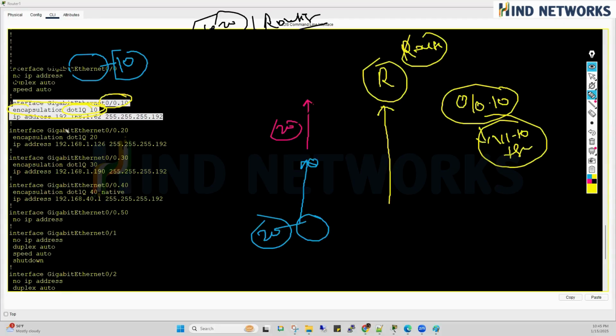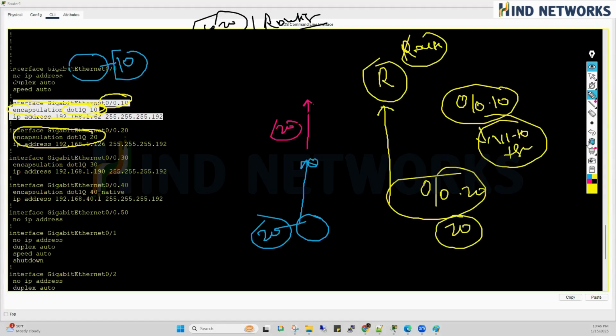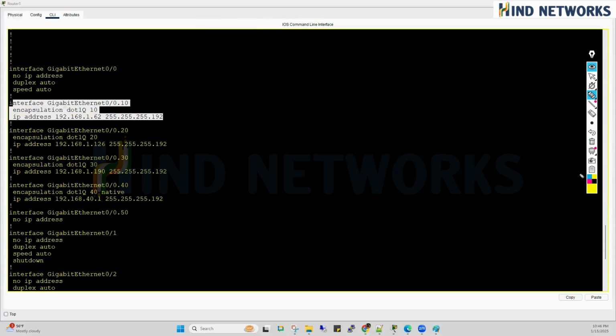And again on the router I configure this one. I am telling the router, if you are forwarding this packet via gig 0/0.20, then please add the VLAN number 20 tag. Getting my point, everyone? Yes or no? Right? Why am I telling this?